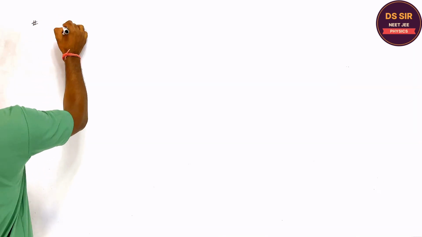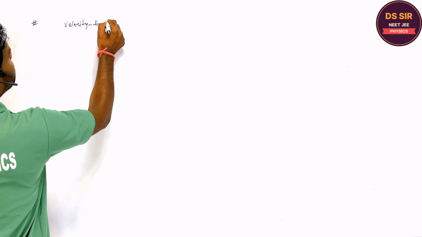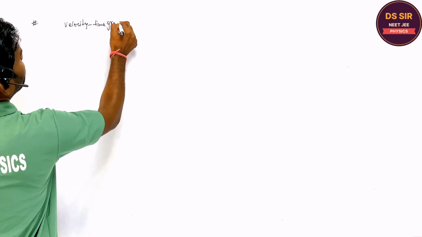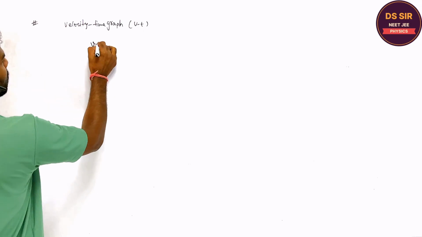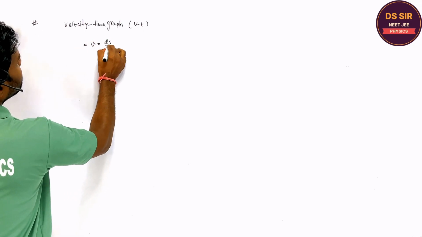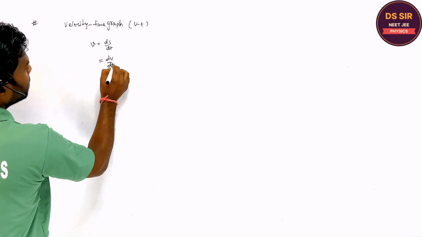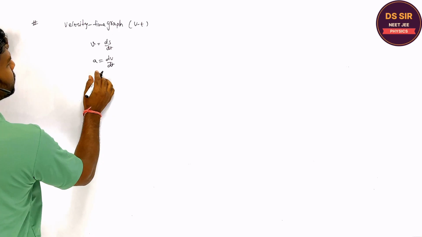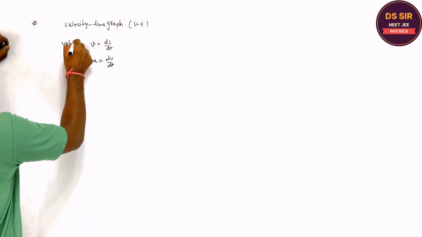Now the second graph is the velocity time graph, or in short it is called the VT graph. The velocity is nothing but ds upon dt, and the slope of the VT graph, dv upon dt, gives the acceleration. This is the acceleration and this is the velocity.